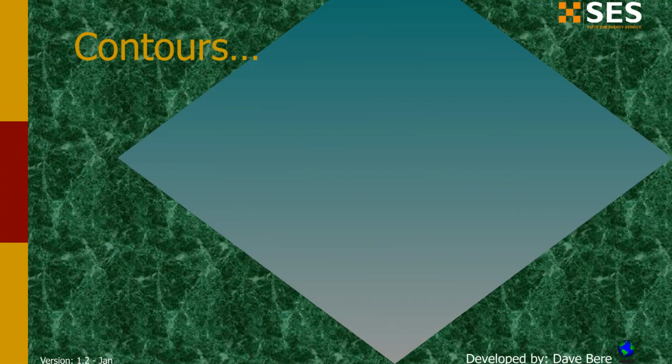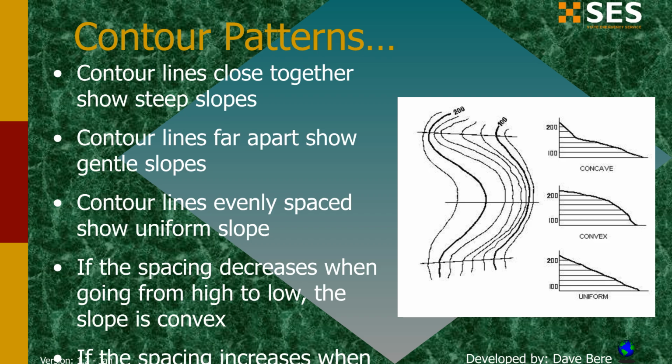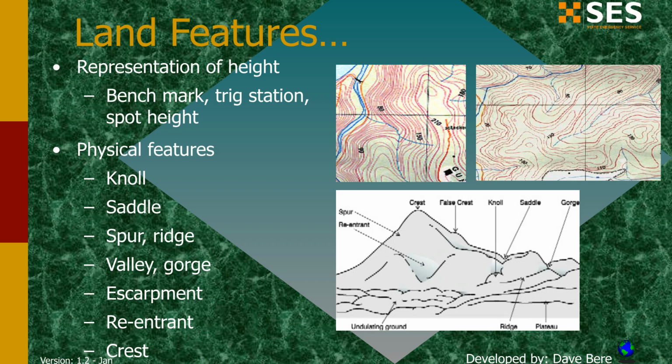Ground shape is referred to as relief and allows the user to visualize the surroundings. Relief can be shown on maps using hachures, hill shading, or contours. A contour is a line that joins points of equal elevation. The contour interval is the vertical distance between contour lines. This interval can be found in the map legend. Contour lines close together indicate steep slopes, while lines far apart show gentle slopes.